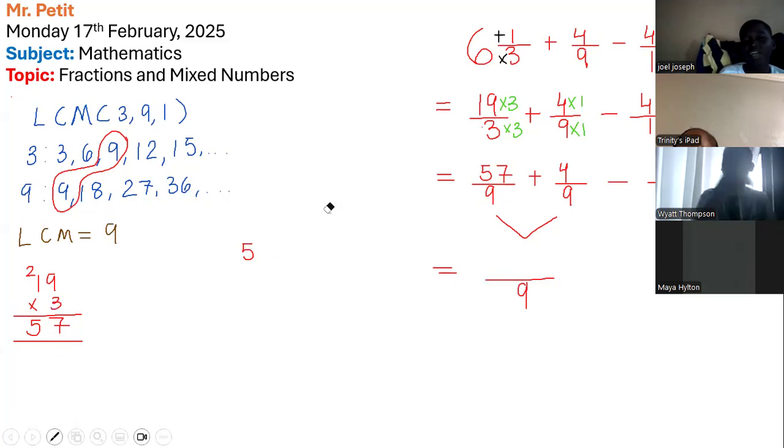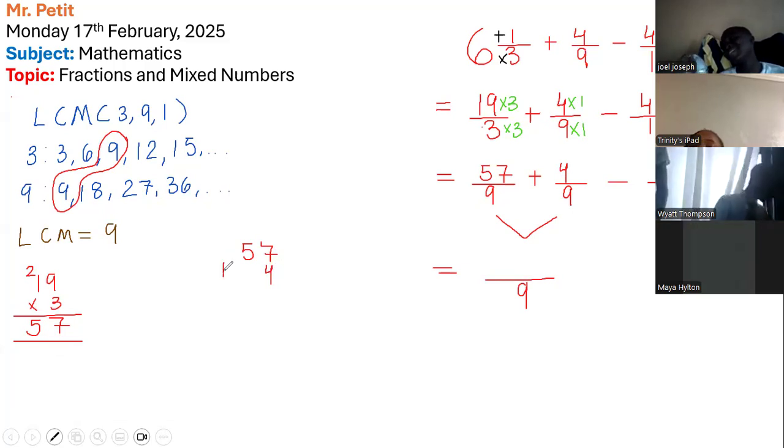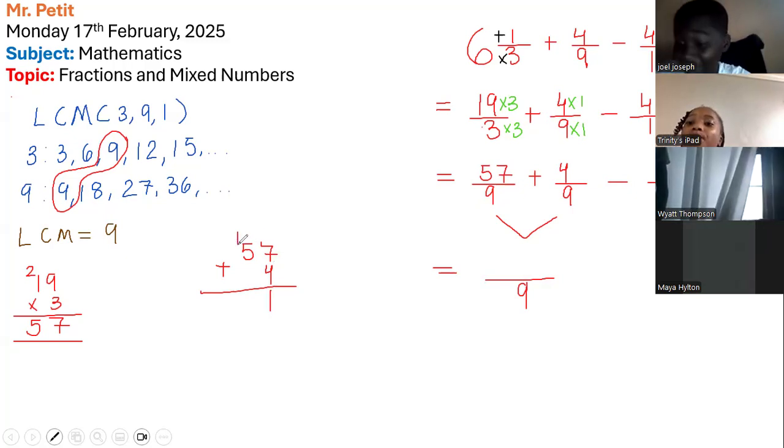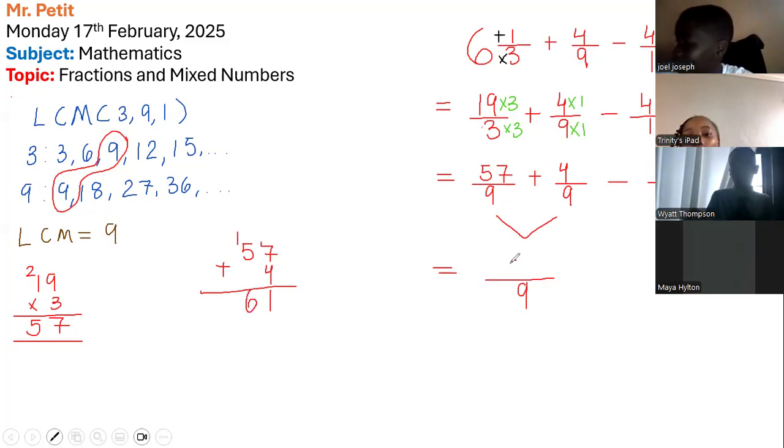Going to be 57. 57 plus 4. 7 plus 4, sorry. 7 plus 4 is what? 11. 7, 8, 9, 10, 11. Put the 1 up. 5 plus 1 is? 6. Good. It's going to be 61 over what? 9. Very good.